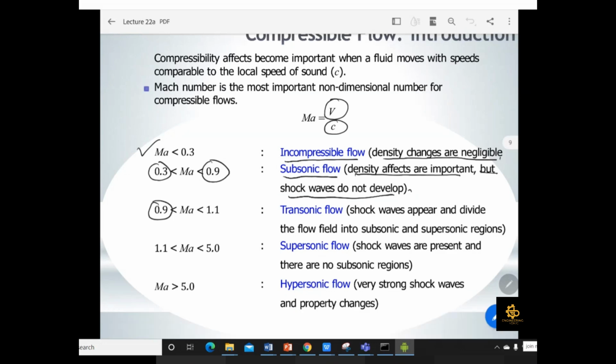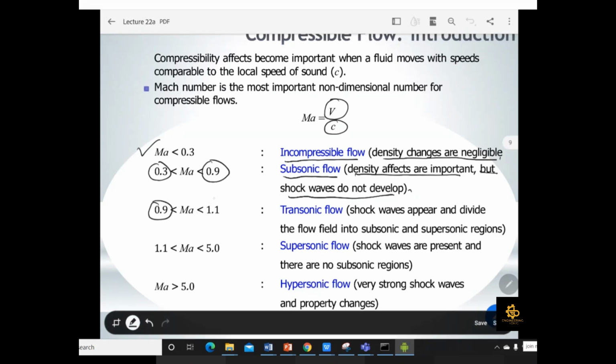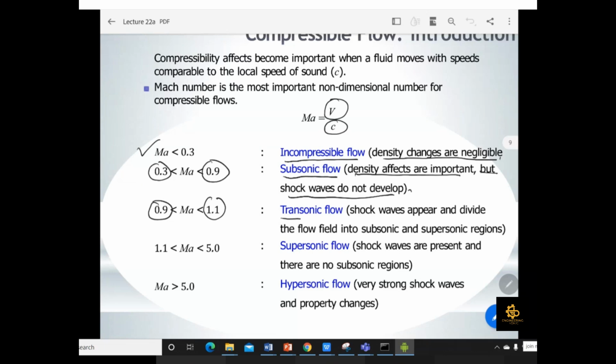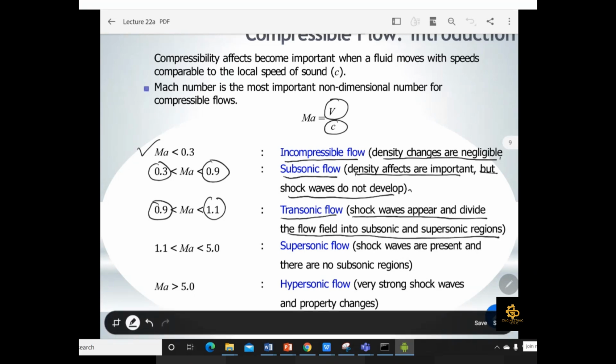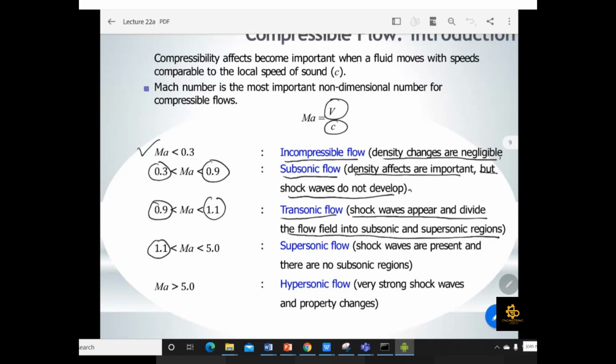If your Mach number is between 0.9 and 1.1, it is called transonic flow, and shock waves appear and divide the flow field into subsonic and supersonic regions. Similarly, if we have a Mach number between 1.1 and 5.0, it is called supersonic flow, and shock waves are present and there is no subsonic region in it.